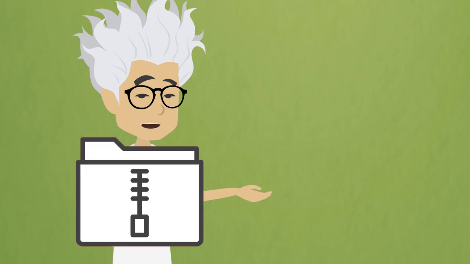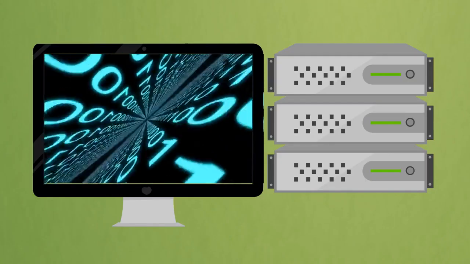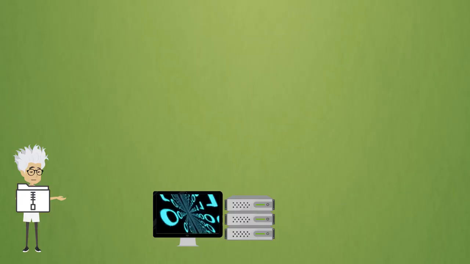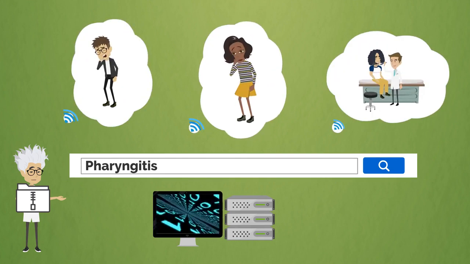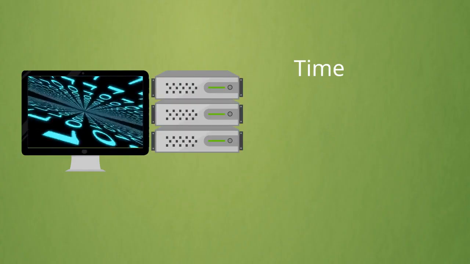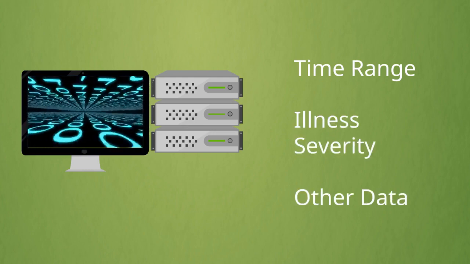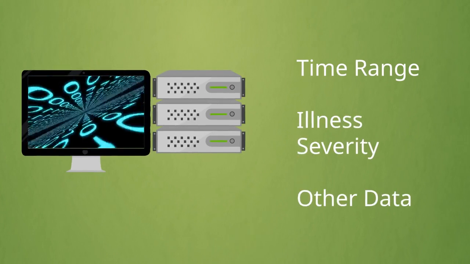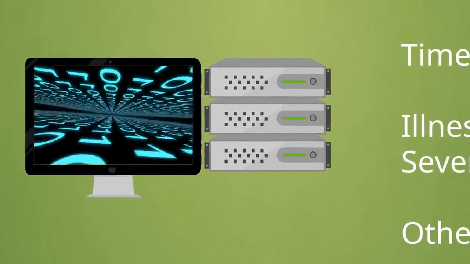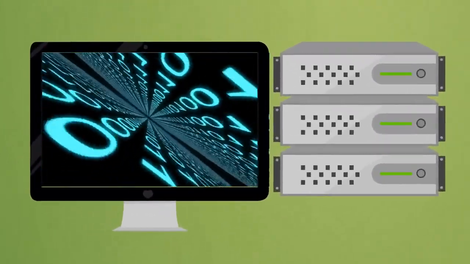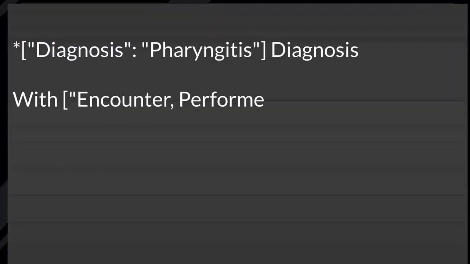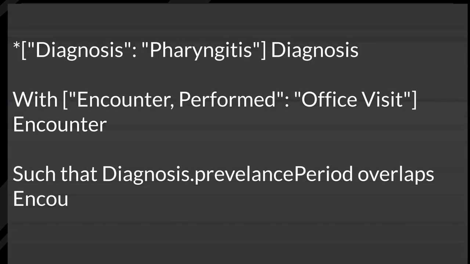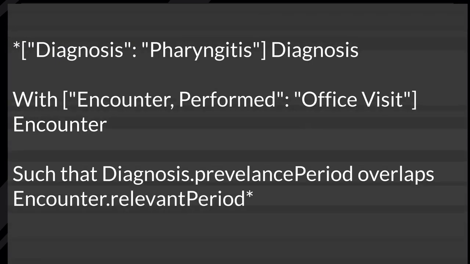Here's an example of a digital measure in action. This measure's CQL code tells the computer to look for patients who have a diagnosis of pharyngitis or sore throat. The CQL can tell the computer to look for a specific time range, illness severity, and other data. Then the data can be combined with other CQL classifications, such as doctor visits or medications. If we want to find office visits when the patient had a sore throat, we write it like this. Then the computer looks for these diagnoses in the database.